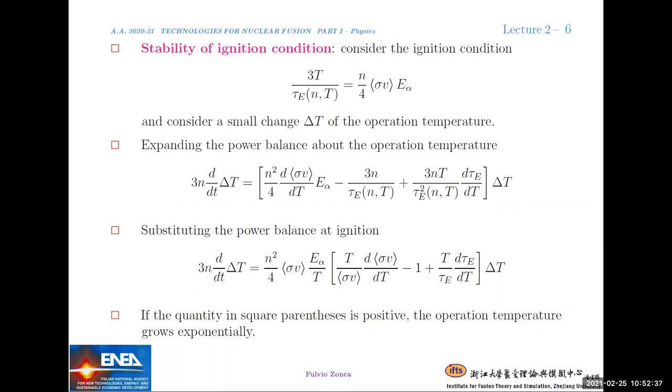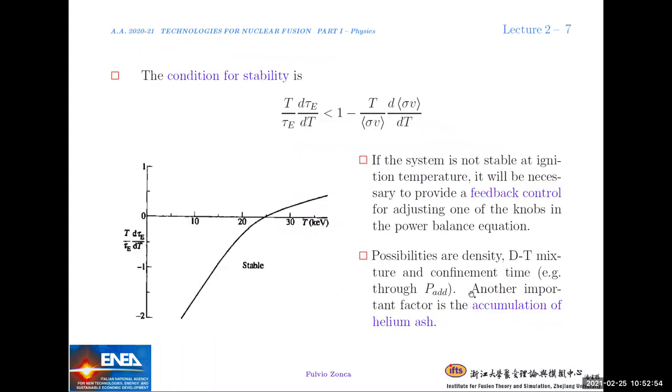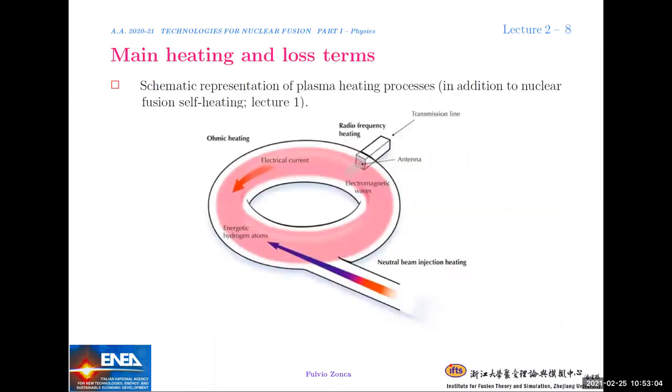So they become like an impurity. And you remember yesterday's lecture when we were saying that we cannot tolerate too large a level of impurity inside the plasma. So they become impurity or ash. And of course, controlling the removal of the helium ash is also a possibility of controlling the density of the fuel and therefore also the feedback stabilization. So having spoken about how we achieve the ignition condition, and how we can make sure that the ignition condition is maintained in a stable way inside the plasma, let's speak about the main heating and loss terms inside the power balance equation.